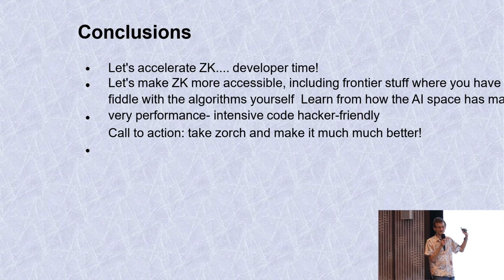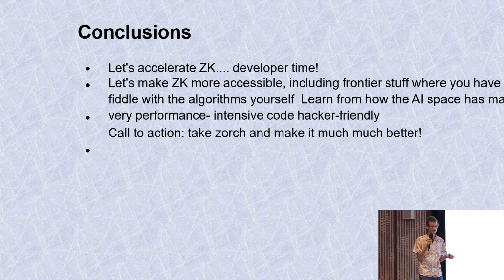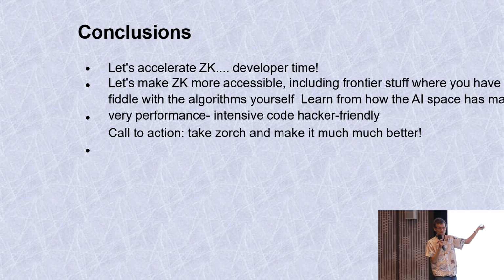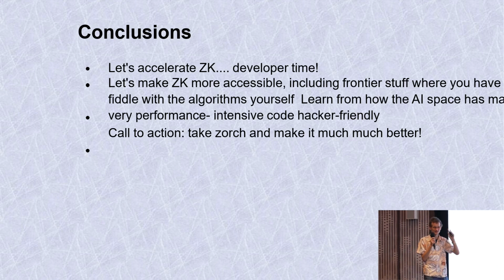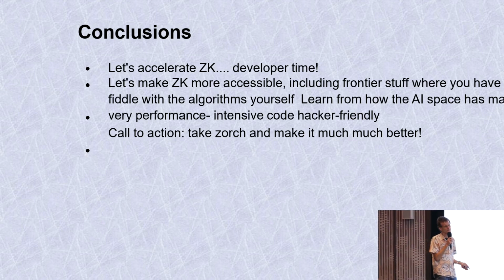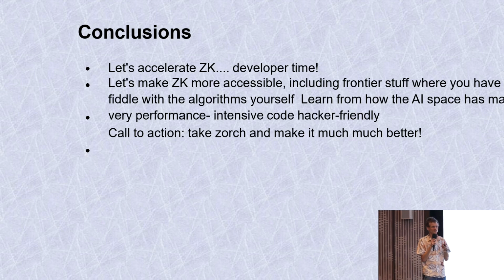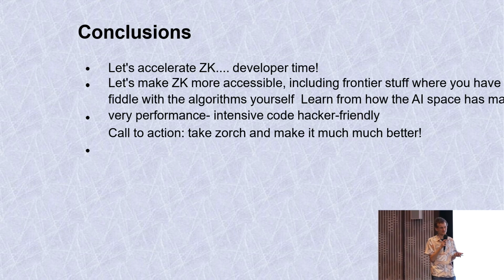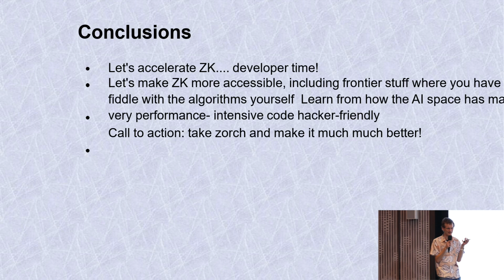In Zorch, one other thing that I did not talk about is that I also wrote a Binius implementation a bit earlier in the year, and so I just folded the binary field stuff from that into that. And so basically, let's actually make these more crazy and more frontier aspects of ZK accessible, and learn from how the AI space has made very performance-intensive code very hacker-friendly.